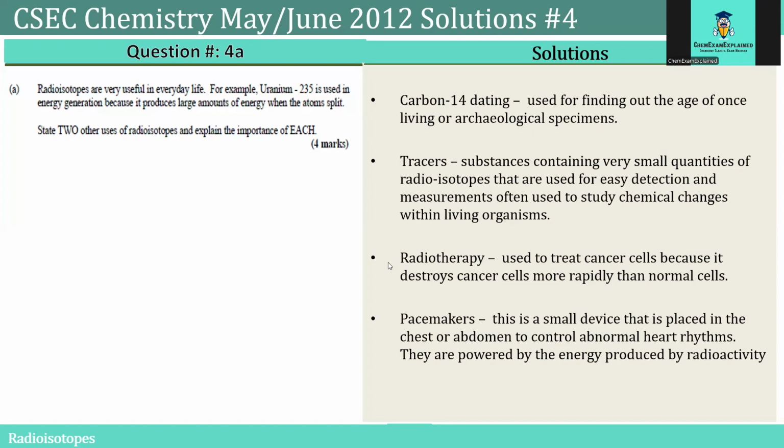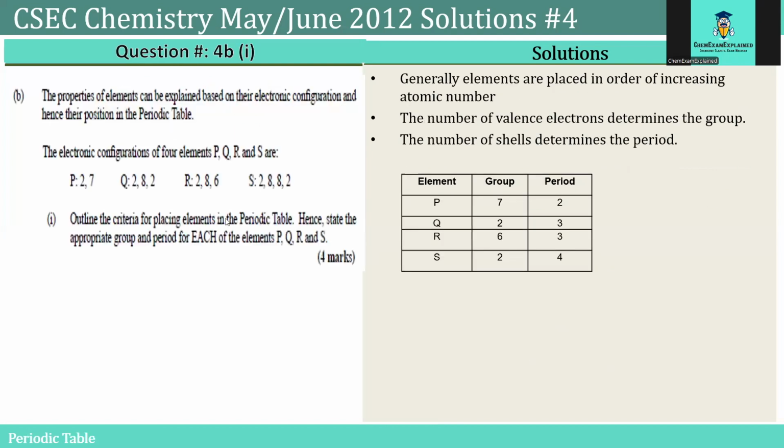3. Radiotherapy. This is used to treat cancer cells because it destroys cancer cells more rapidly than normal cells. And 4. Pacemakers. This is a small device that is placed in the chest or abdomen to control abnormal heart rhythms. They are powered by the energy produced by the radioactivity. So these are 4 uses. You can use any 2.